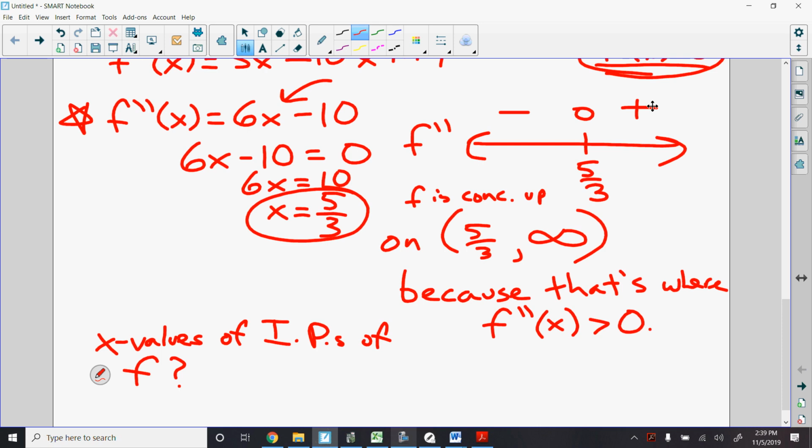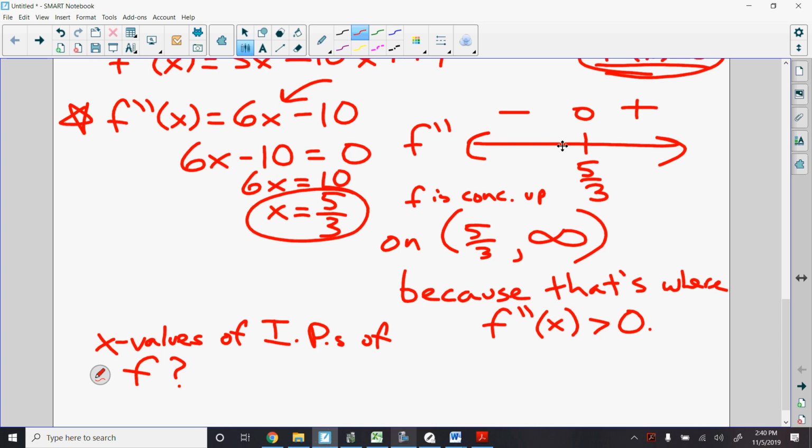when we set f double prime of x equal to 0, we got 5/3, right? We can do the same number line test here. And yes, in fact, 5/3 is an inflection point because notice we switched from concave down to concave up. F double prime of x switched signs at 5/3. Okay? It is not just solving it, setting it equal to 0. You actually have to test to make sure f double prime switched signs.